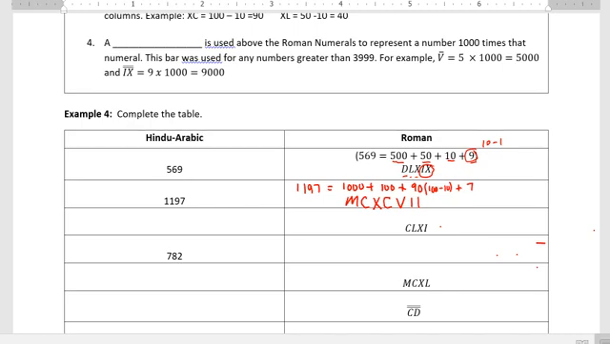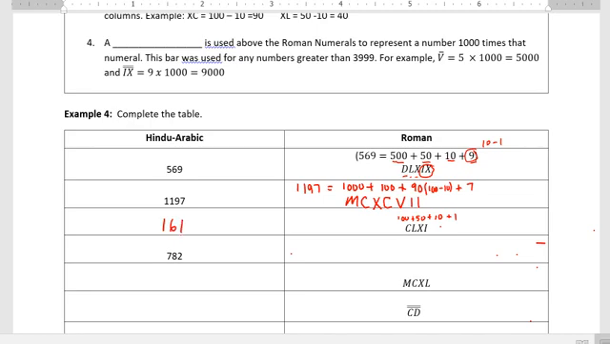Okay, so for example number 3, we have CLXI. So the C represents 100, L represents 50, X is 10, and then we have a 1. So if we add all this together, we end up with 100, 50 plus 10 is 60, and then we have a 1.